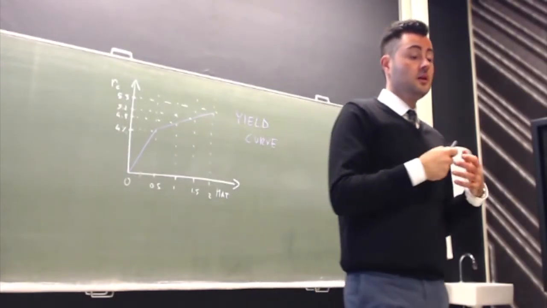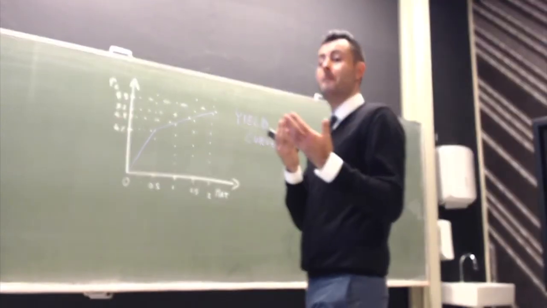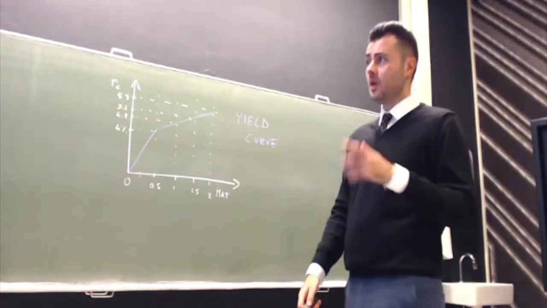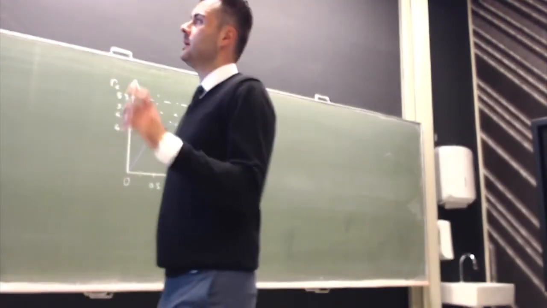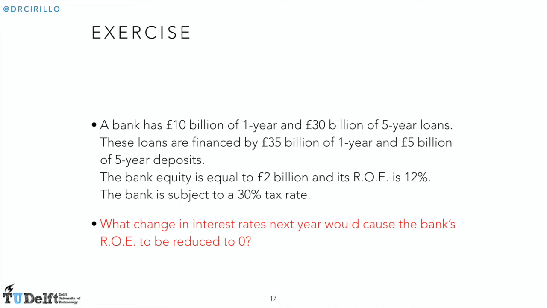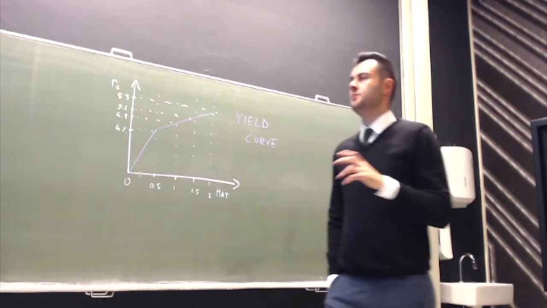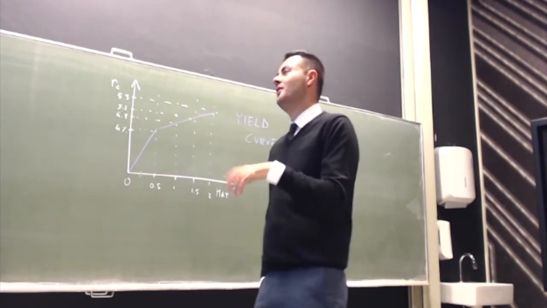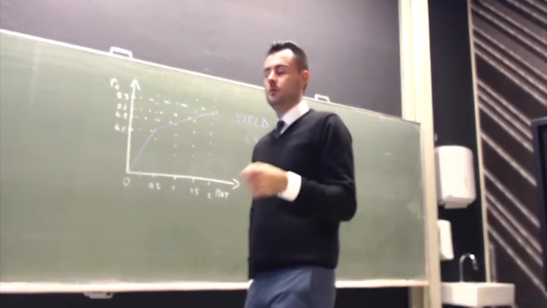Now, what becomes extremely important for banks is to try to match, so to reduce the mismatch between the assets and the liabilities in terms of maturities. Let's consider an exercise. We consider a bank that has 10 billion pounds of 1 year and 30 billion pounds of 5 year loans. These loans are financed by 35 billion of 1 year and 5 billion of 5 year deposits. So now everything is fine. There is enough money to do all my operations. I know that the equity of the bank is equal to 2 billion and the return on equity is 12%. Totally not credible numbers, but still. The bank is subject to a 30% tax rate.